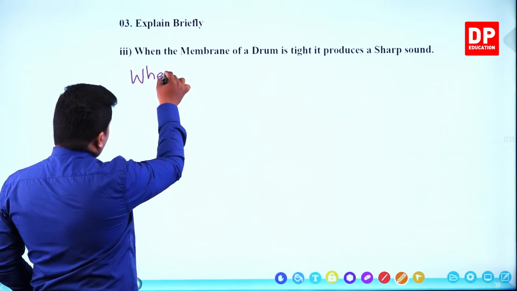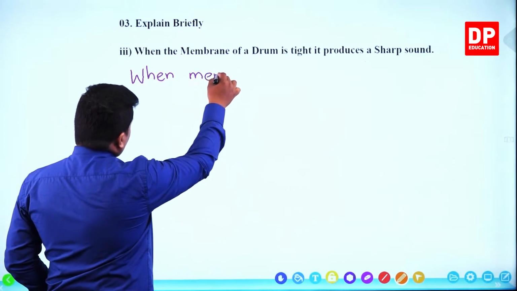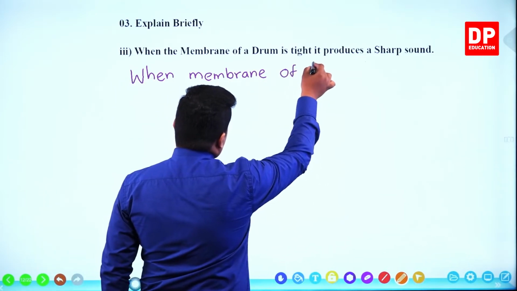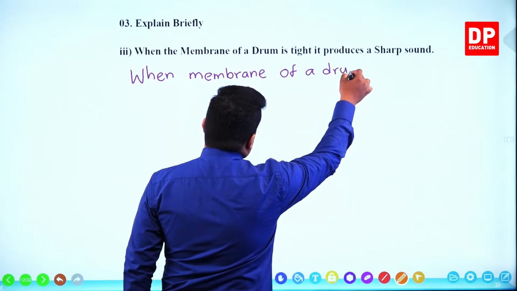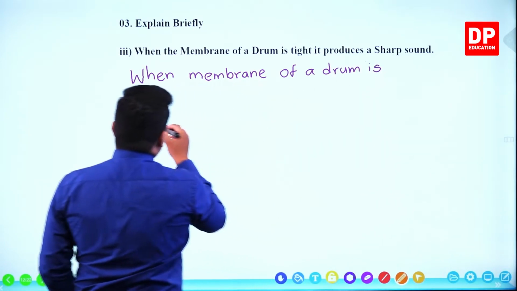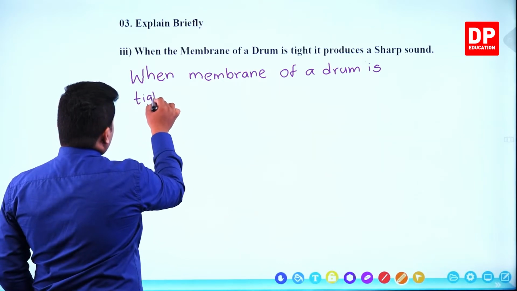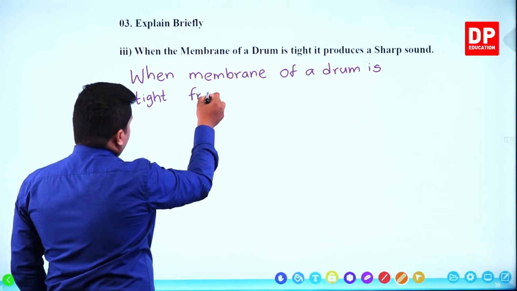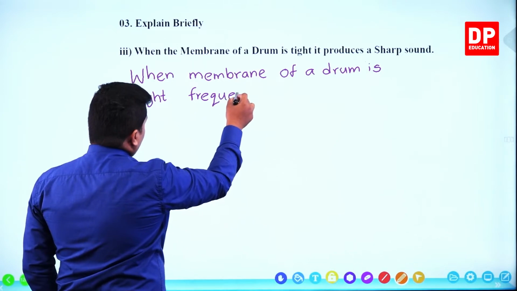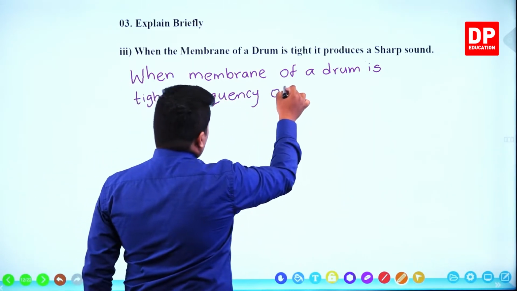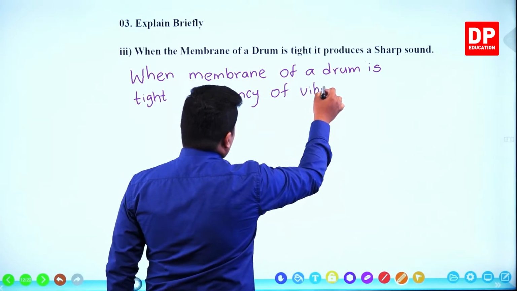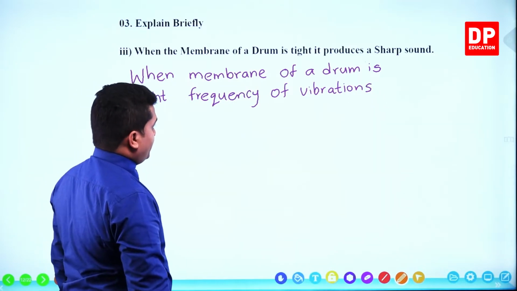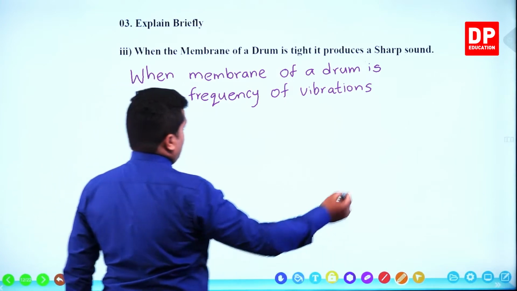When the membrane of a drum is tight, the frequency of vibrations will increase.